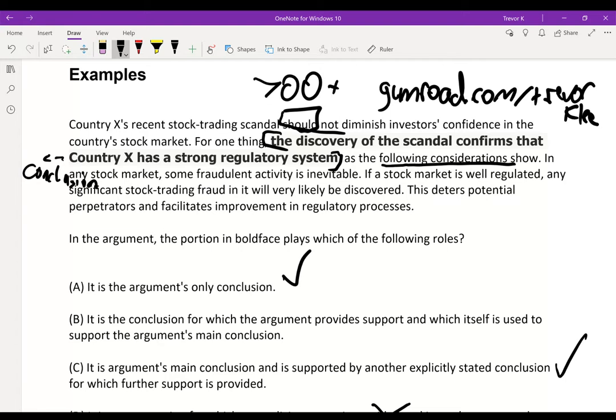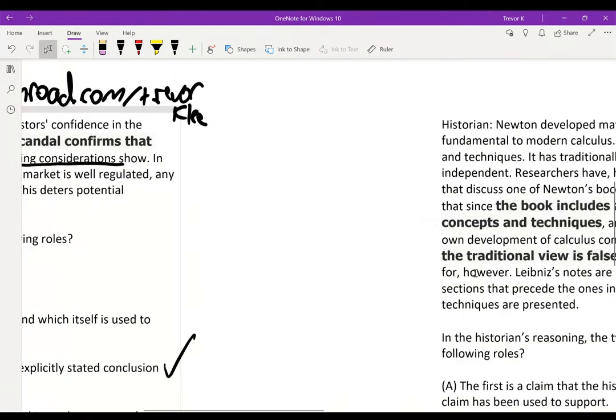And then it says, for one thing, the discovery of the scandal confirms that country X has a strong regulatory system. Okay, so I missed that the first time, this supports that. It supports why it should not diminish the investors' confidence, because it has a strong regulatory system. So the correct answer here is actually B. Almost missed that the first time around. Cool.